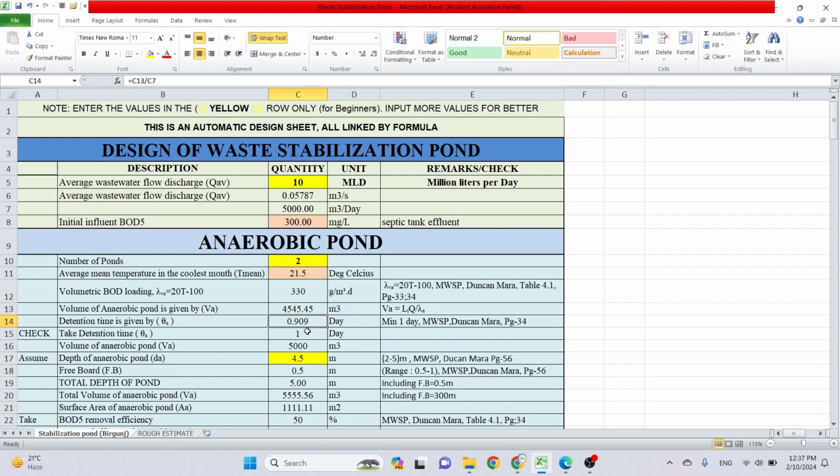The detention time is calculated automatically. So the volume of the anaerobic pond came out to 5,000 meter cube. The depth of the anaerobic pond ranges from 2 to 5 meters, so I have taken a depth of 4.5 meters.